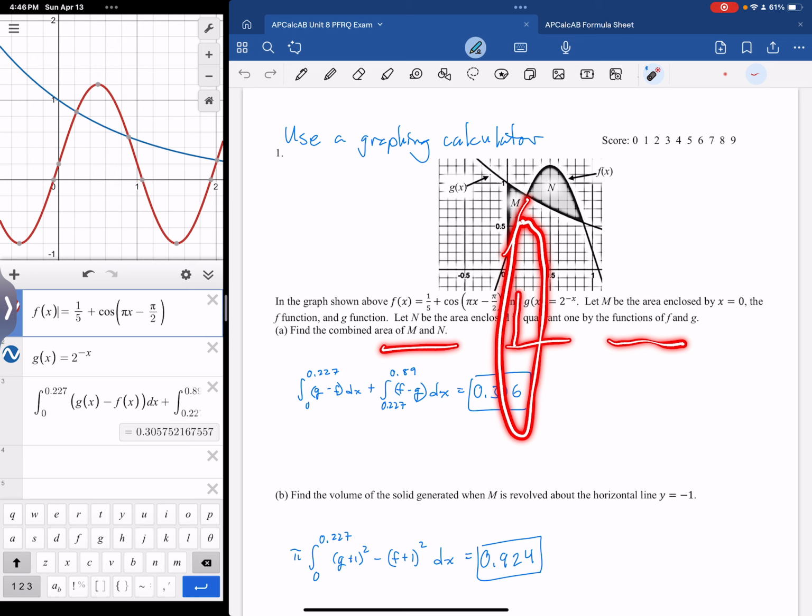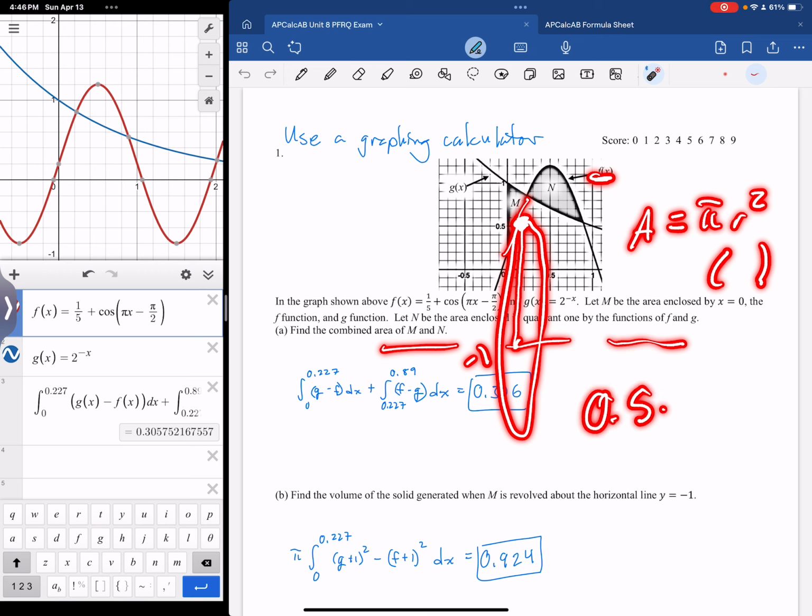Okay, now if I want to find the area of this one circle, we all know that the area of a circle is pi r squared. Well, how do I find r? Our r is going to be found by the curve, which in this case is f, and I'm going to subtract that from my axis of symmetry, which is -1. Like let's say, for example, this curve right here at this point is 0.5. And if I subtract the axis of revolution, I would get 1.5. And that would be my radius for just this one circle.